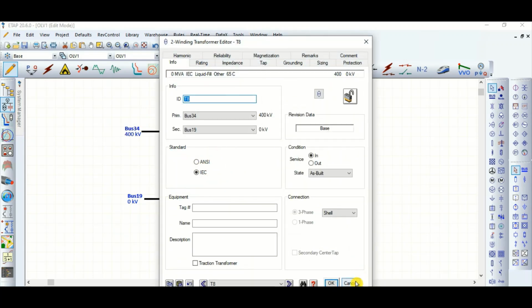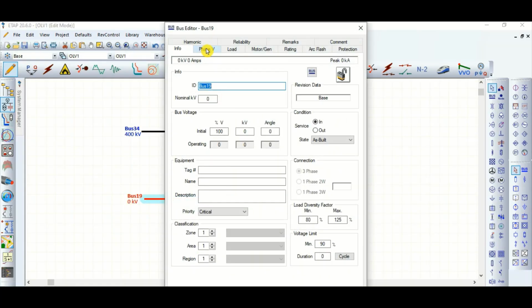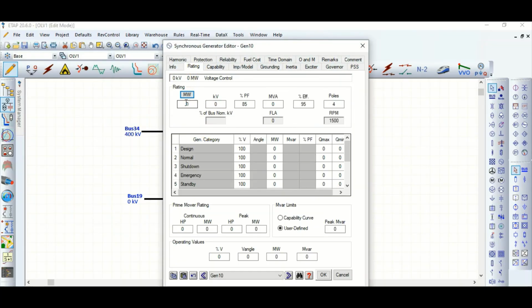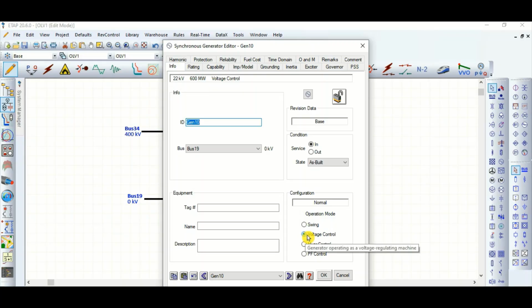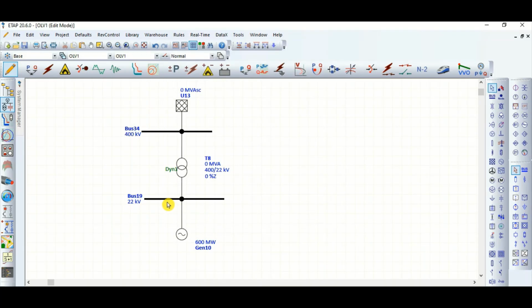This transformer, before that this is the generator. Let's say the generation voltage, what will be the generation voltage? Let's say this is a 300 megawatt or maybe 600 megawatt unit. The 600 megawatt unit generation voltage is 22 kV, power factor 0.85, let it be there. This generator is kept at voltage control mode. So this is 22 kV.